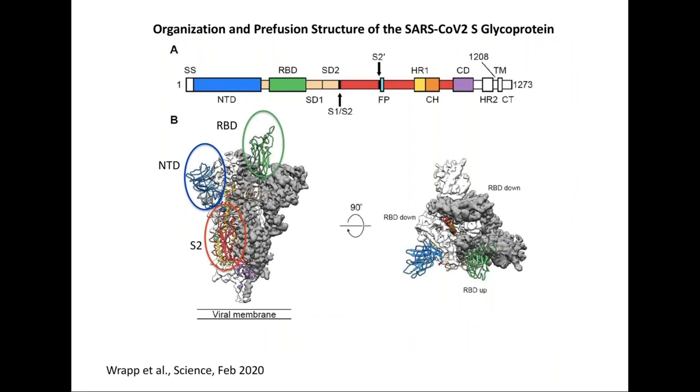Work in Barney Graham's lab and other laboratories have identified at least 3 major antigenic sites on the surface of the spike glycoprotein. At the top of the slide is a linear representation of the structure of the spike glycoprotein, which is divided into an S1 and an S2 phase. There are specific cleavage sites that are unique to each of those strains that help mediate docking and entry. Unique in the SARS-2 glycoprotein is a furin cleavage site that's not seen in any of the other SARS-like strains.